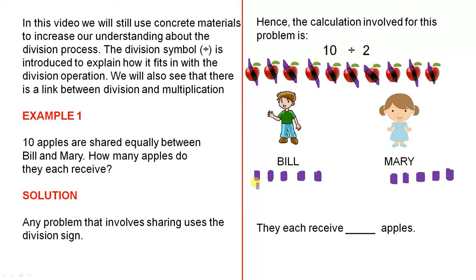Now for Bill we have 1, 2, 3, 4, 5. For Mary 1, 2, 3, 4, 5. So they each receive 5 apples.